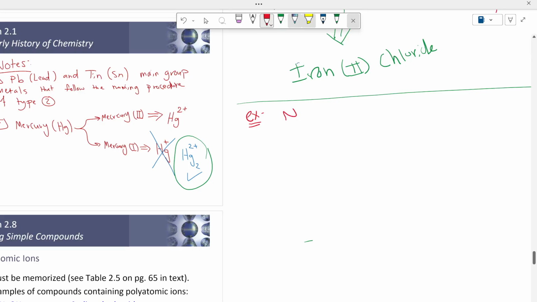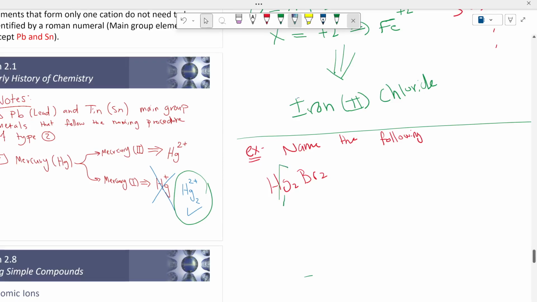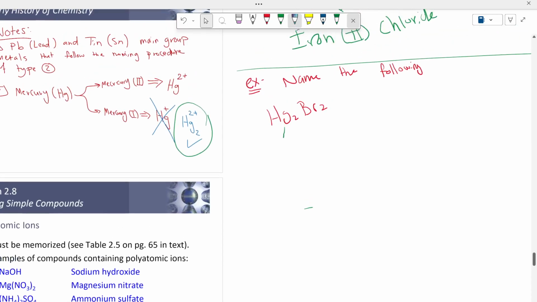Name the following: Hg2Br2. Here again, the mercury is a transition element. So to determine the charge, we'll assume initially that the charge is X. While bromine is a main group element, you can find the charge from the corresponding noble gas. Following the previous procedure, you will find that the charge is -1.